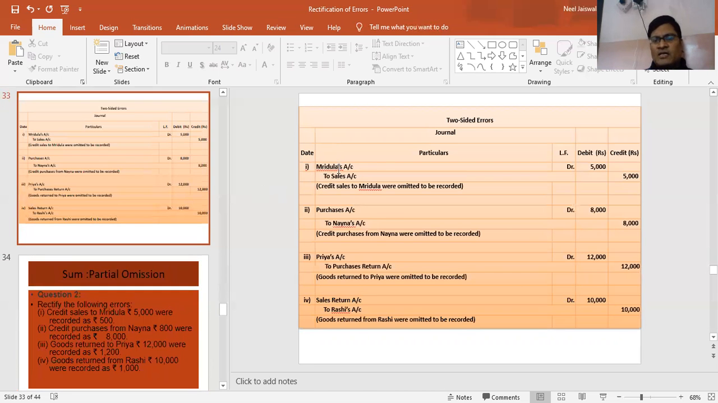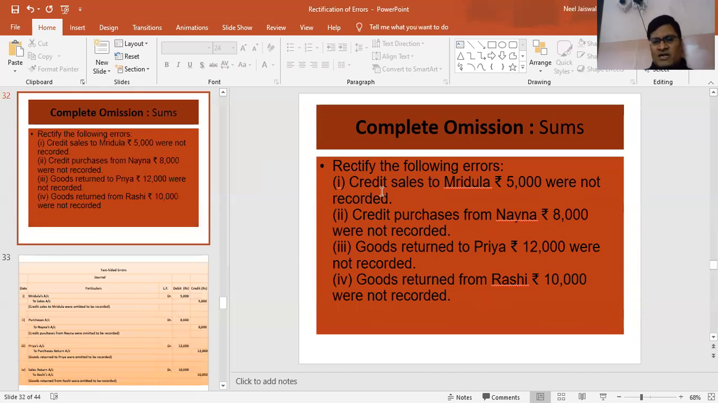So the recording entry is Mridula's account to sales account. Mridula account debit to sales account was omitted, now rectified. Over here, we are not preparing three accounts because we have not recorded. So we have to record a double-sided error. Complete omission. So we have to record it simply.